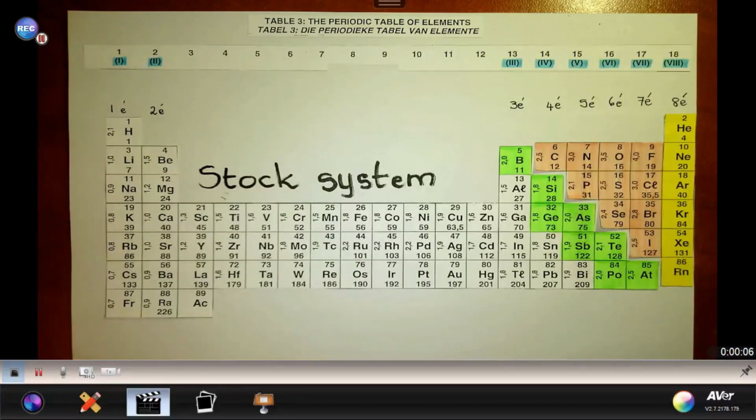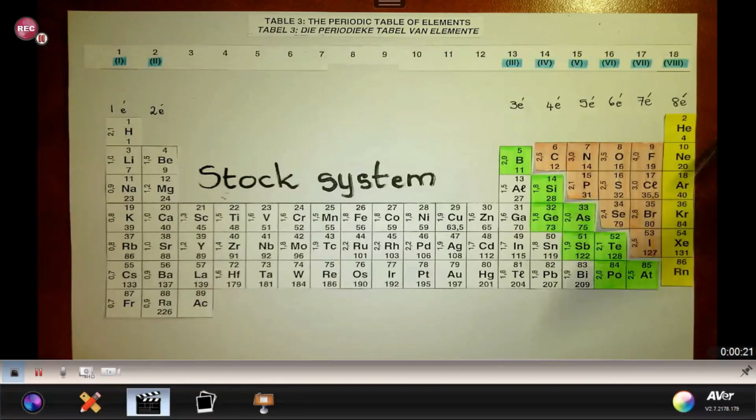Today we are going to recap how the periodic table works. This is the periodic table that you get in your tests or your exams, and then we are going to use this periodic table to write a few compounds.